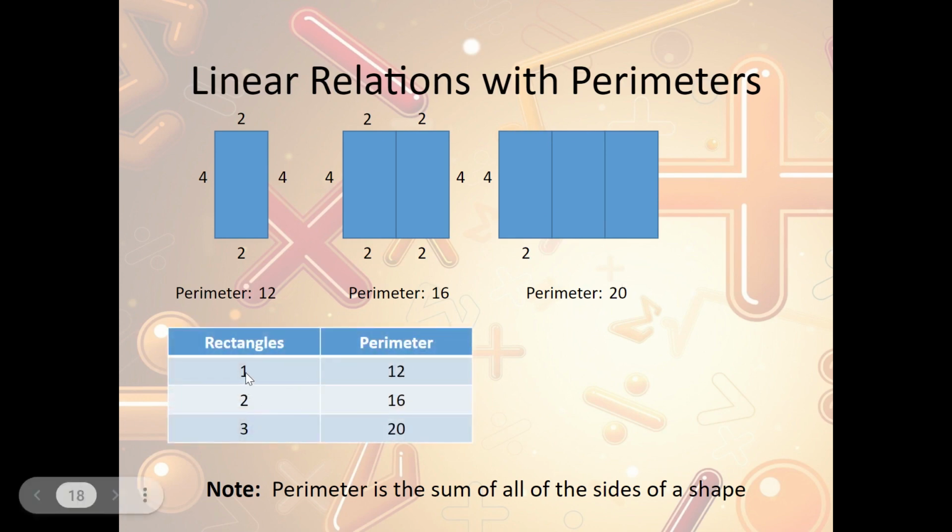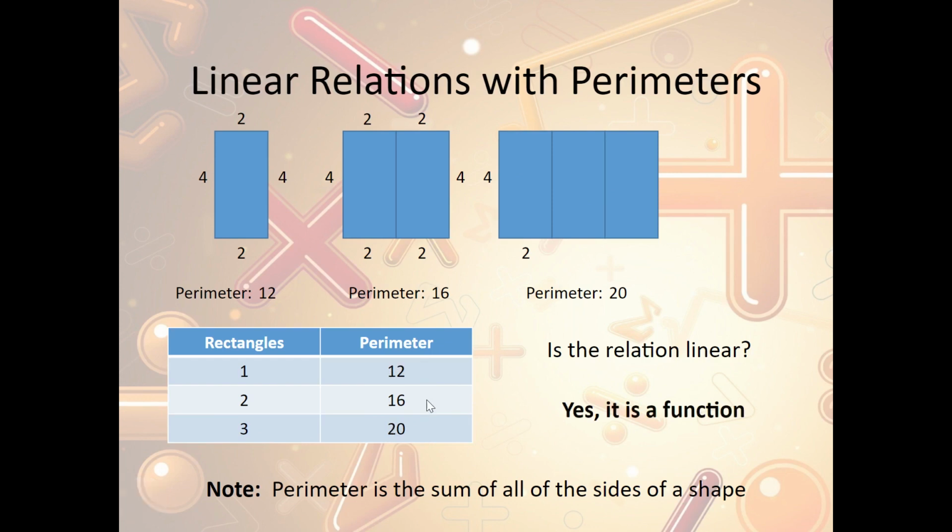So now, if we were to do this by the number of rectangles and the perimeter, this is one rectangle here, which was a perimeter of 12. 2 rectangles was a perimeter of 16. And 3 rectangles is a perimeter of 20. Therefore, we want to know, is this linear? Well, we're adding by 1 each time here, so that's consistent addition. We're adding by 4 each time here, that's consistent addition. So yes, it is a function, and it is linear.